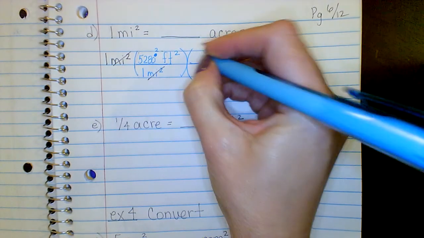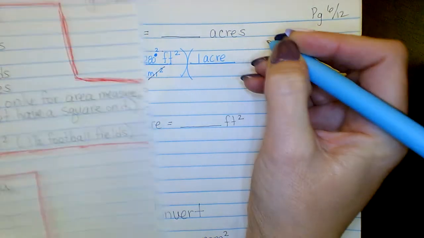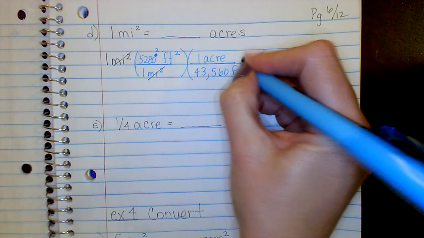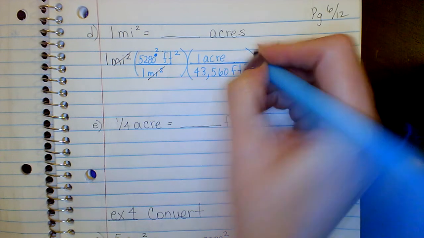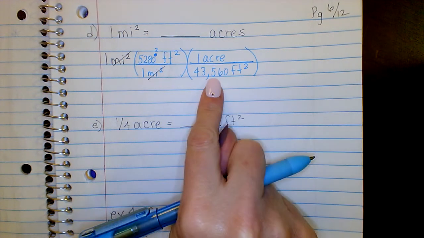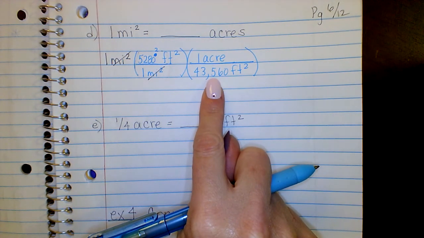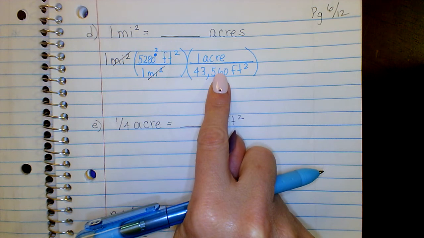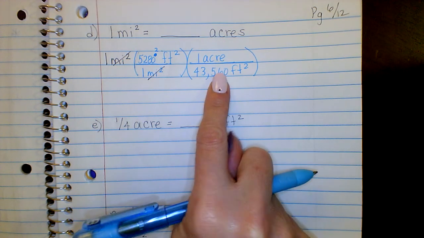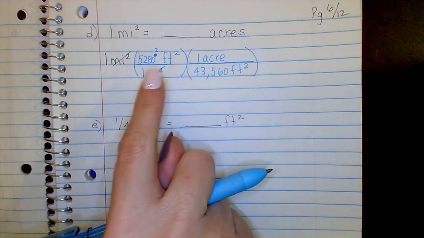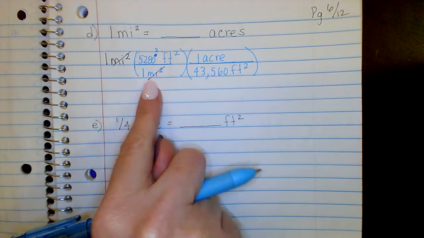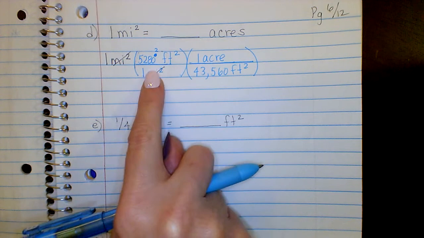So 1 acre is 43,560 square feet. Do I need to square 43,560? No. This conversion is an area conversion. It is already set up for an area conversion. This is a length conversion that we are making into an area conversion by squaring everything.